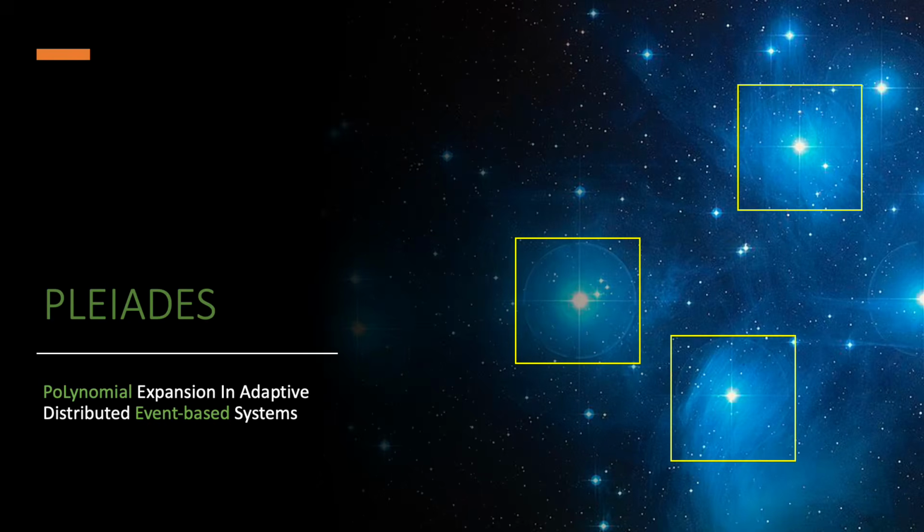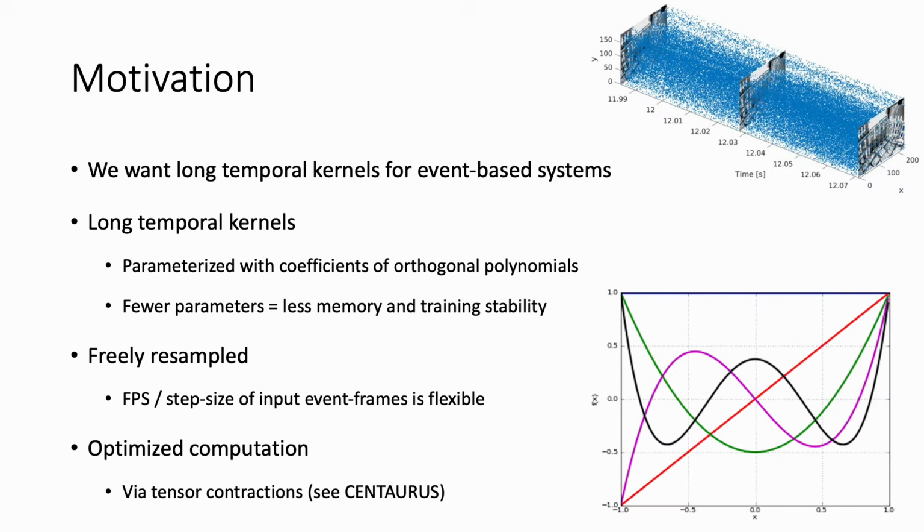So Pleiades is basically an acronym for the following, and the only two words that you have to focus on are polynomial and event-based systems. Before even going into details of what Pleiades is, I should probably give a brief introduction of what event-based data are.